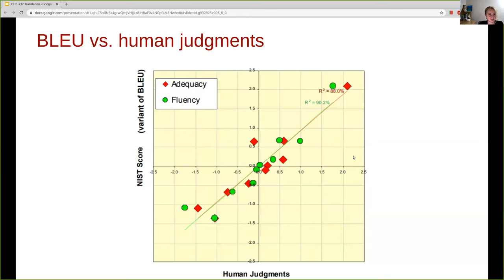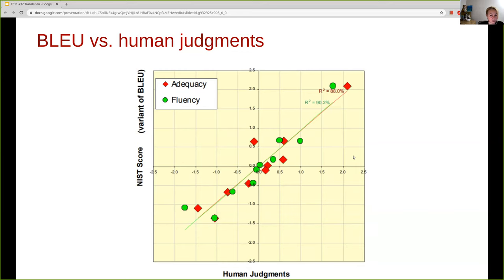In general, we prefer automatic metrics if they are very fast to calculate, if they are tunable, if they are consistent. But the most important thing is that we want to know that our automatic metric has high correlation with human judgments, with human decisions of what is considered a good translation versus not a good translation.